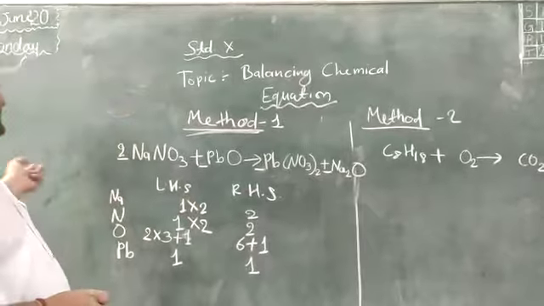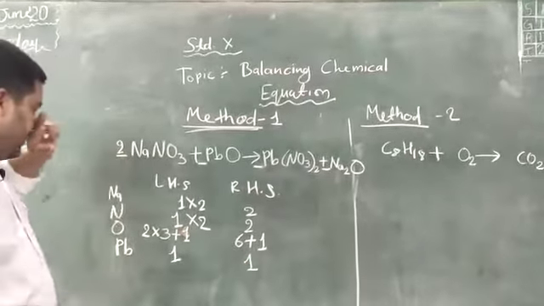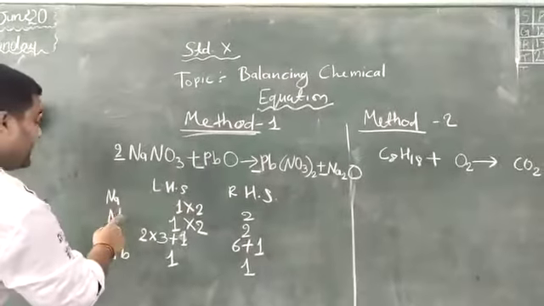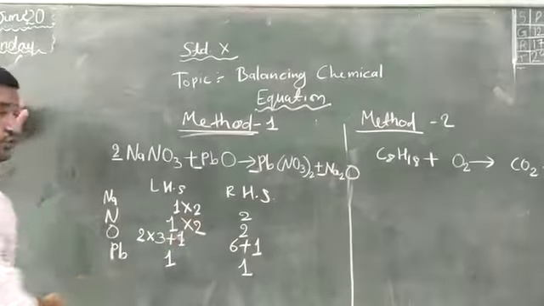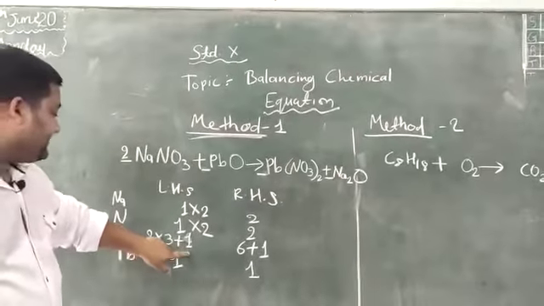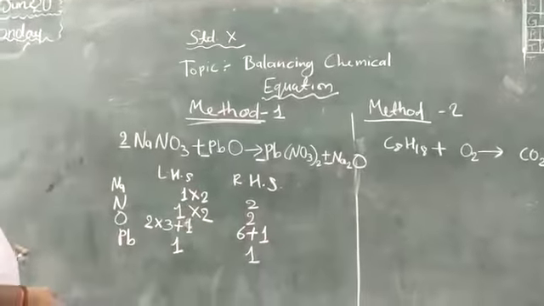So now we will check the next element. Pb is already balanced, so no problem. Now move to the oxygen. Here, so nitrogen, 2 ones are 2 and 2. Nitrogen is balanced now. We will check oxygen. 2 3s are 6 plus 1, 7. 2 3s are 6 plus 1, 7. So your equation is balanced.